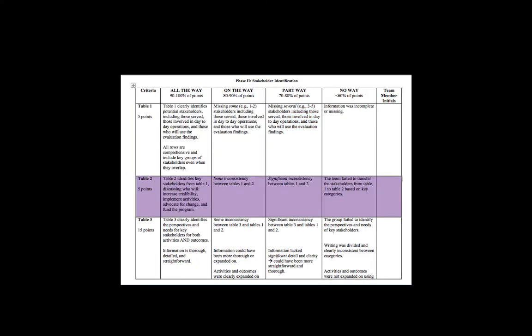Now moving forward to Table 2, we are taking all of our stakeholders in Table 1 and transferring them into categories. So those who increase our credibility, those who are implementing the activities, those who are advocating for change, and those who are funding our program. One important thing to remember here is that we are reflecting all of our stakeholders from Table 1 into Table 2, so ensuring that there are no inconsistencies in between the two tables. Also, note that they might fall into more than one category, and that is okay.